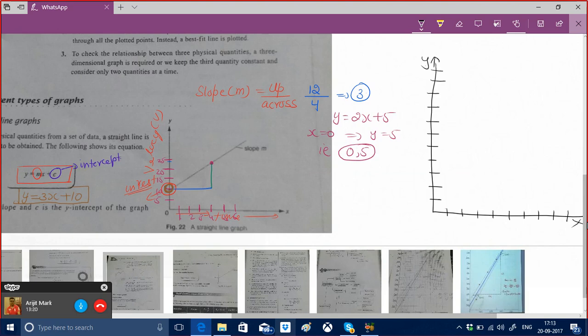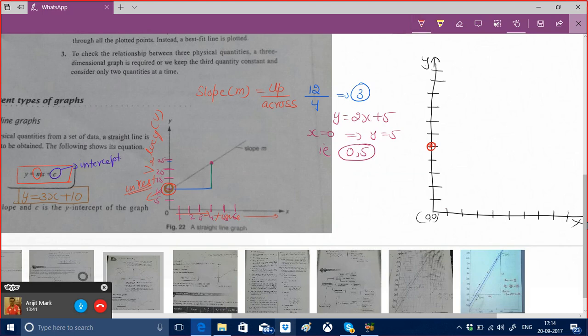So now 0 comma 5, it is your 0, 0, origin. 0 comma 5, that means your first point will be over here. It is 1, 2, 3, 4, 5. It will be here, okay? Clear?